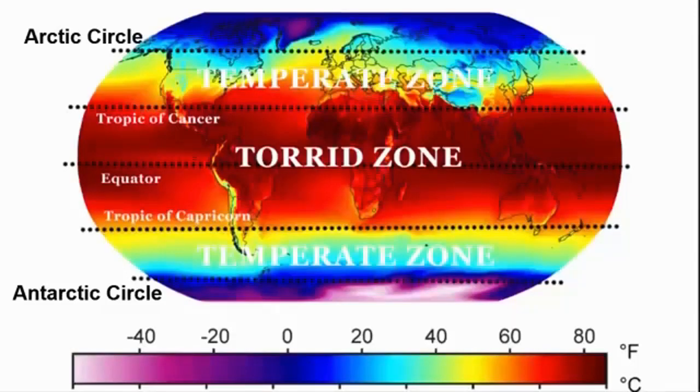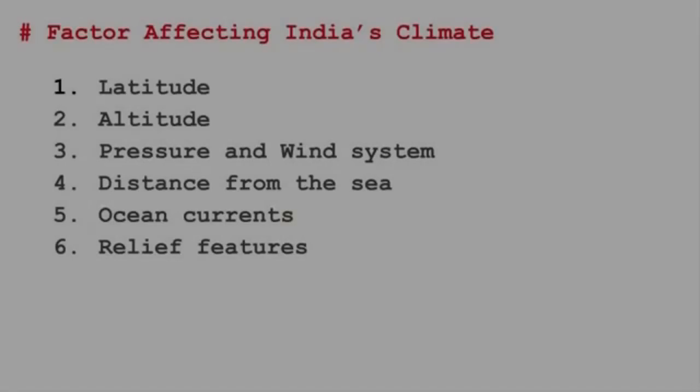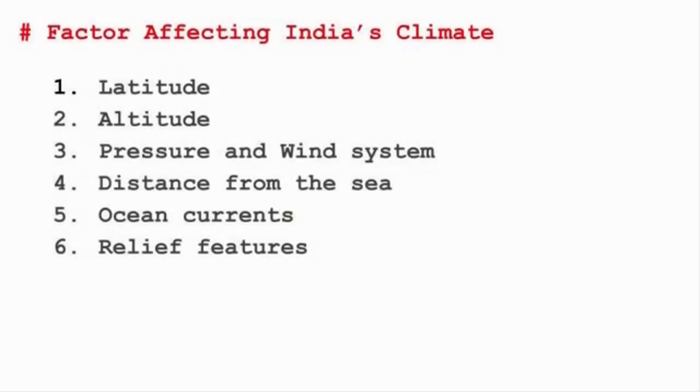In this video, we're going to quickly understand what are the factors affecting India's climate. Now, generally speaking, I'm not just talking about India. There are 6 major components that control the climate of any place. They are latitude, altitude, pressure and wind system, distance from the sea, ocean currents and relief features. Let's understand each one of them.